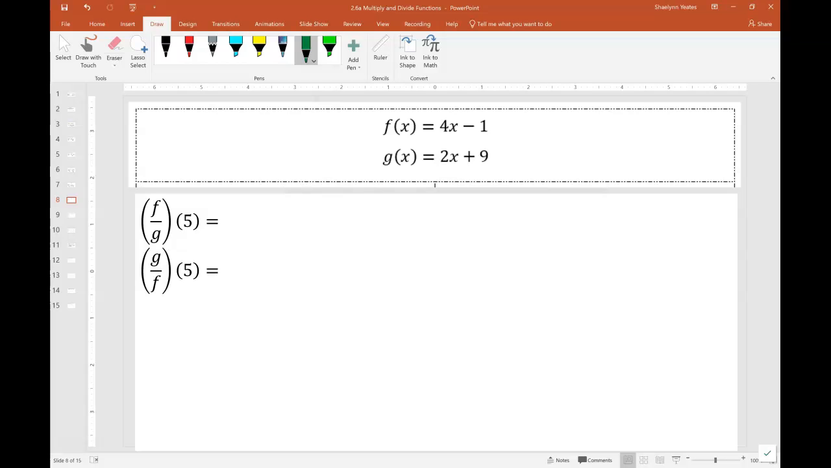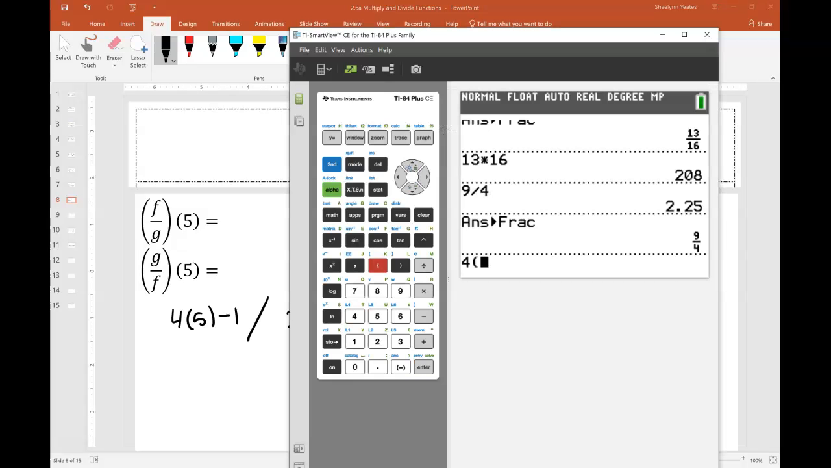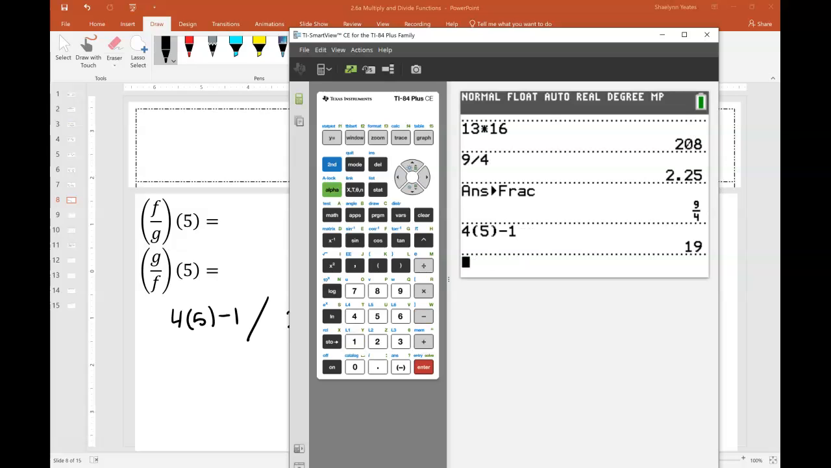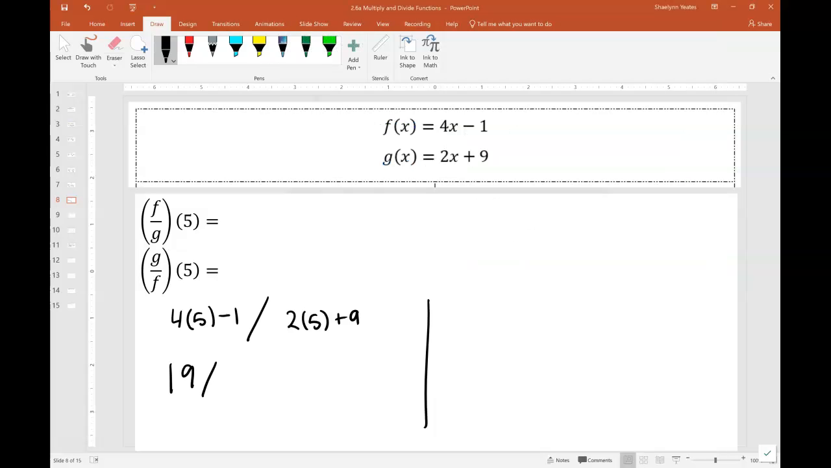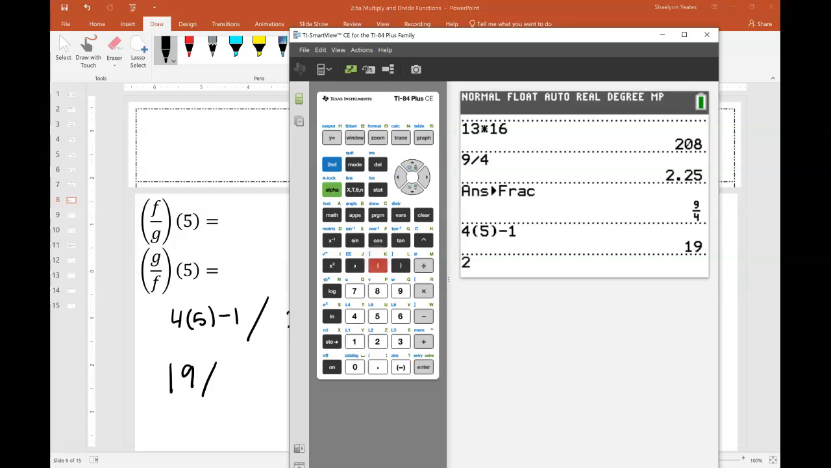All right, let's take a look here and see what happens when we plug in 5. So we're going to do 4 times 5 minus 1 on there, and we're going to be dividing that by 2 times 5 plus 9. Remember, I'm going to do this as two individual pieces. So I'm going to do 4 parenthesis 5 close parenthesis minus 1, and I get 19. We're going to be dividing it by, now let's do 2 parenthesis 5 close parenthesis plus 9.